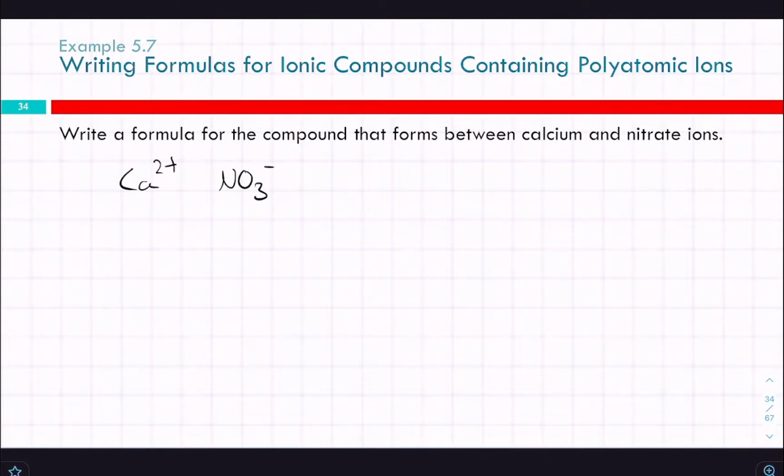So we can use the crisscross method here again. We take this 2 and make it the subscript of NO3, nitrate. We'll take the 1 and make that the subscript of calcium. And if you remember, when we add a subscript to a polyatomic ion, we need to use parentheses to show that we have multiples of that group. So this is NO3, and then 2 of those.